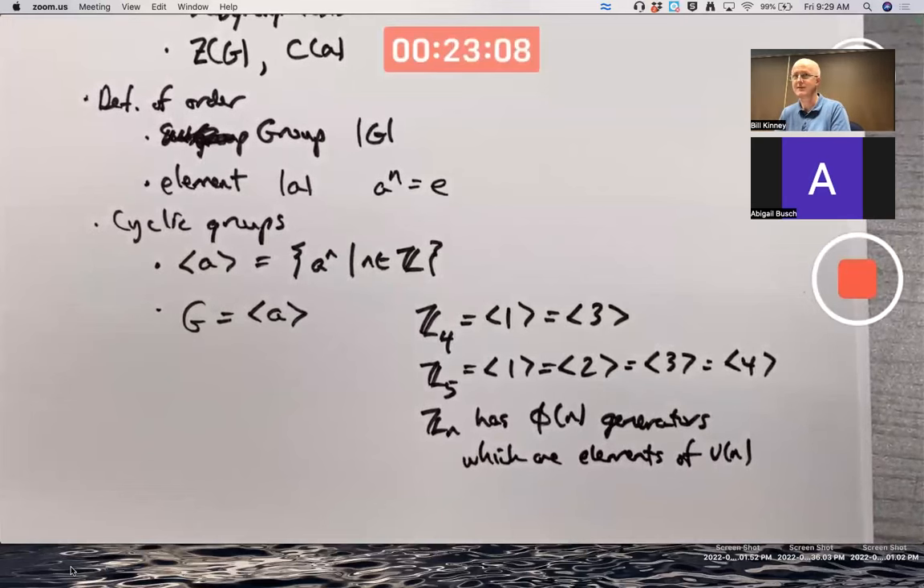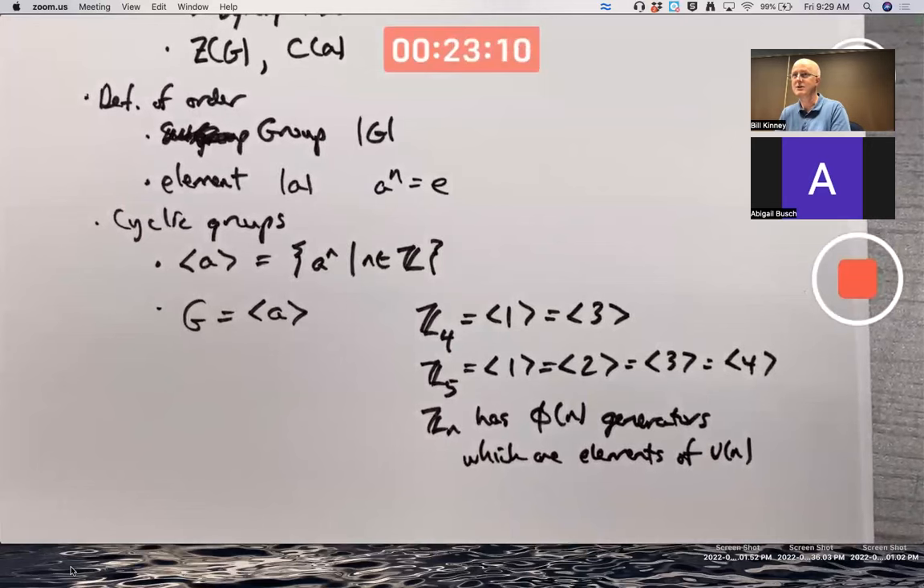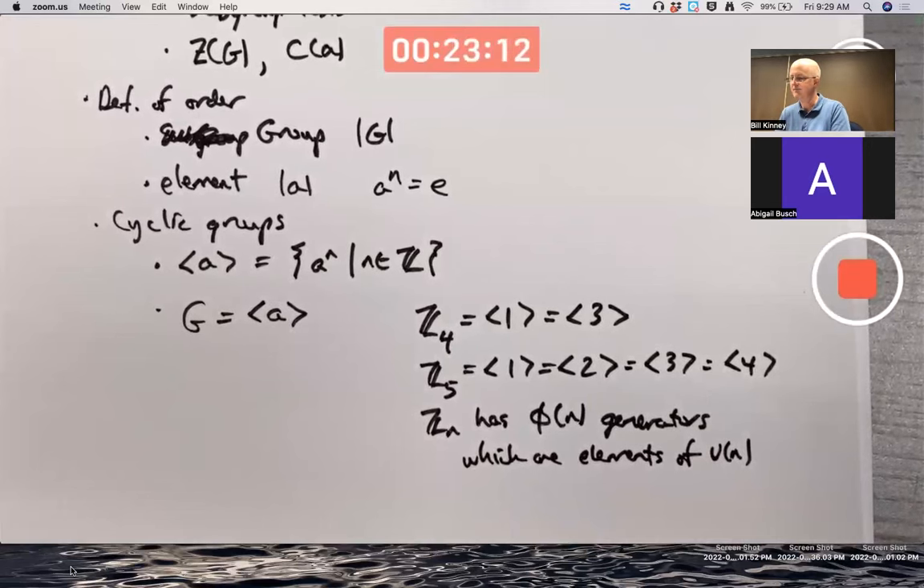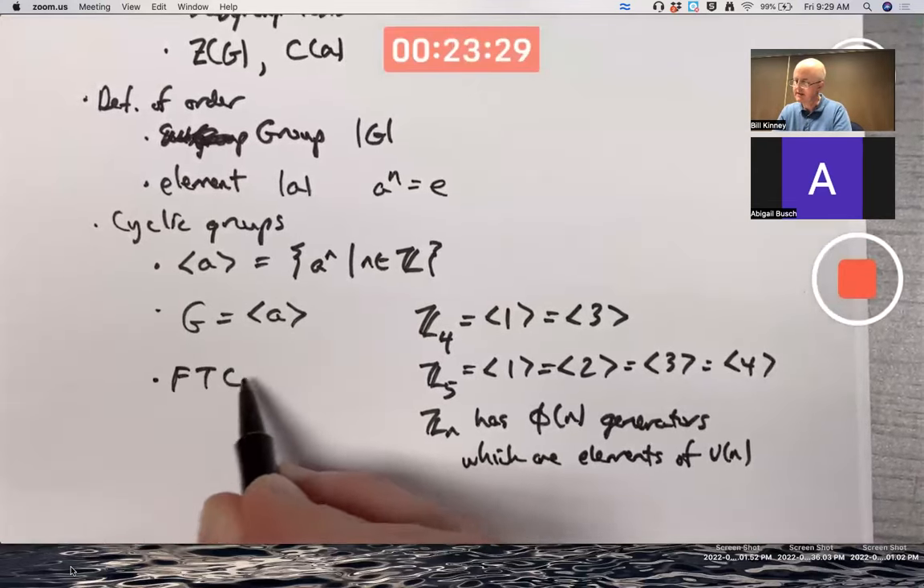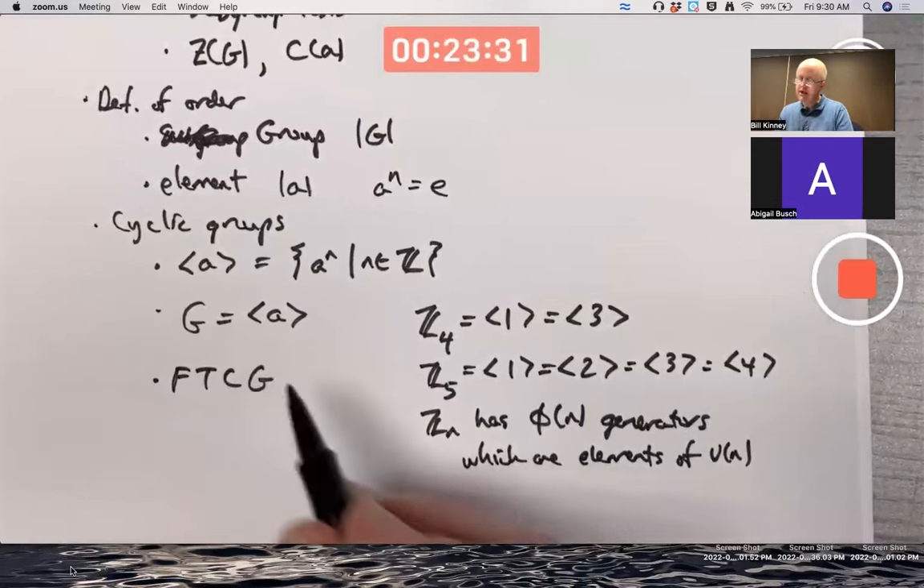Make sense? Remember these things? It's good to try to bring these back to your memory. There are fundamental facts about cyclic groups in chapter 4. I don't have time to list them all out. Probably the most important, though, is the fundamental theorem of cyclic groups, FTCG.